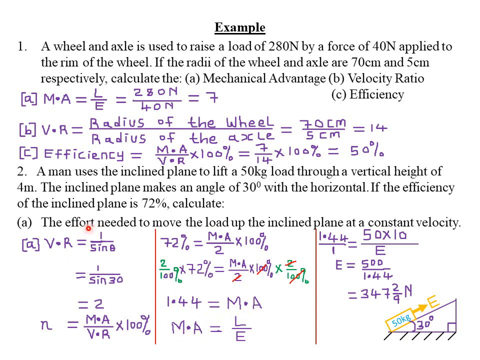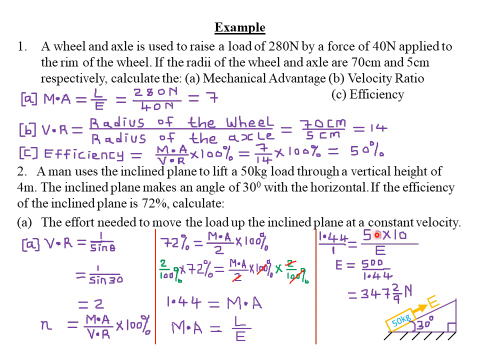But the question wanted us to find the effort. So we know that mechanical advantage is load over effort. We are told that the load is 50 kilograms, that is, the mass of the load is 50 kilograms. But we know that force is equal to mass times acceleration, that is, weight is simply mg. So mass of the body, which is 50 kg, times gravity, which is usually 10 newtons per kilogram. Therefore, if I substitute the values, I'll have mechanical advantage, which is 1.44, equal to load. Load is simply 50 times 10, which gives me 500.